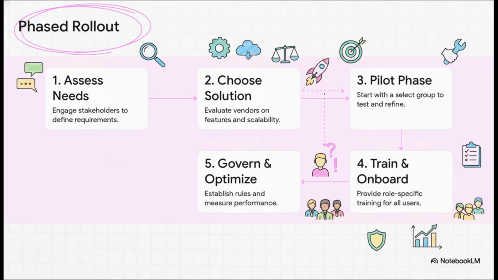And this next part is critical. You start with a small pilot phase. Test it, find the kinks, and work them out. Then you provide training that's specific to what each person does. And finally, you set up rules for governance to keep the system clean and effective for the long haul.